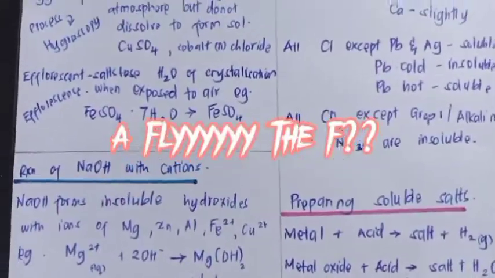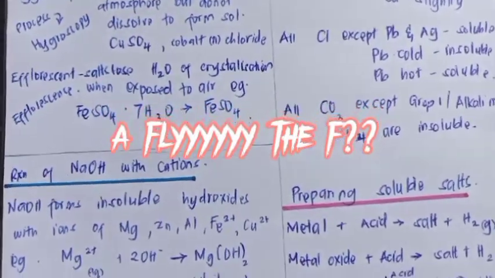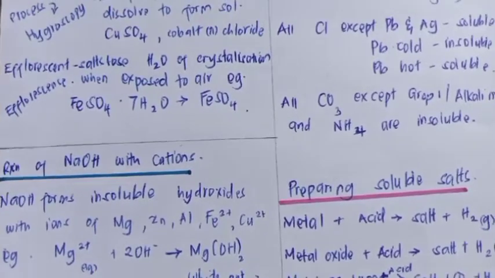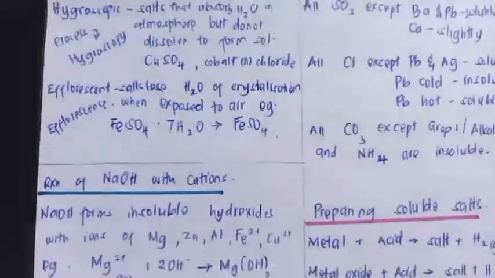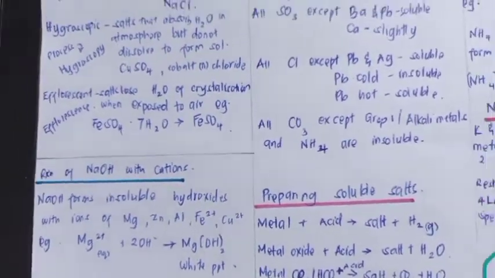Then we have efflorescent salts, which lose their water of crystallization when exposed to the atmosphere. An example is iron sulfate with water of crystallization, and when you leave it out in the atmosphere, it will lose its water of crystallization to form iron sulfate, and the process is efflorescence.